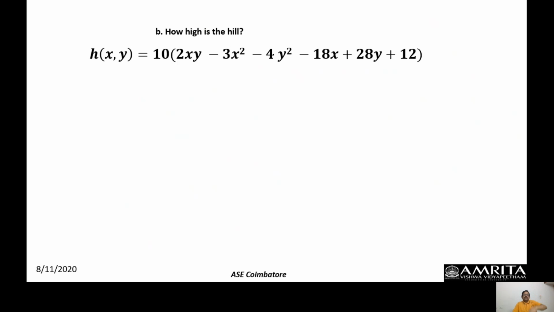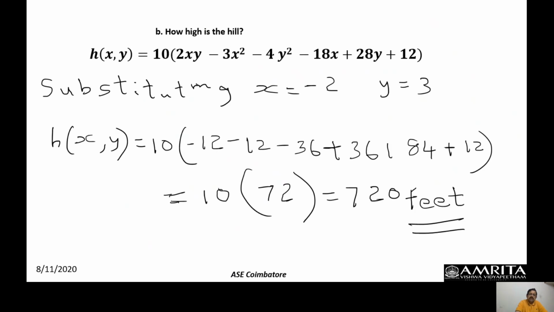Now, how high is the hill? The given function is this, height h of x, y. Now what I have found is where the top of the hill is. With respect to the ground, all I need to do is substitute what I found in the previous problem, x equal to -2 and y equal to 3. We are going to get the height of this hill. Because the height of the hill is given in feet, the answer must be in feet, and the answer is going to be 720 feet. I hope this is clear. Substitution and all is something that you have been learning, so nothing to tell about it.